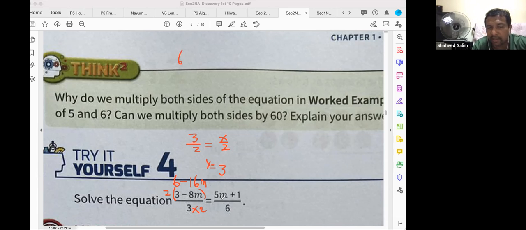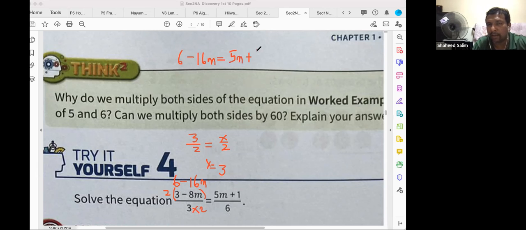Now straight away from here, I drop my denominator. Why do I drop it? Because this is equal to this. 6 is equal to 6. That means 6 minus 16m must be equal to 5m plus 1. Abdul Rahman, do you do this method like that? You don't know what I'm talking about. You all don't know what I'm talking about.